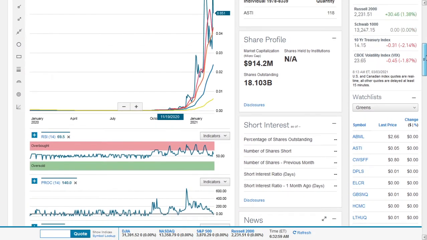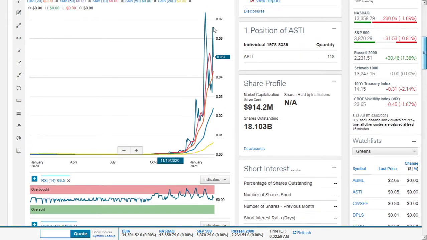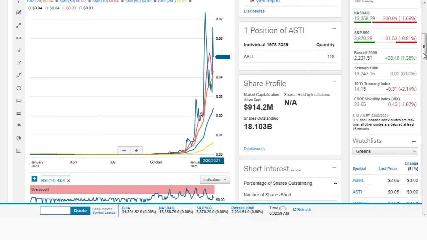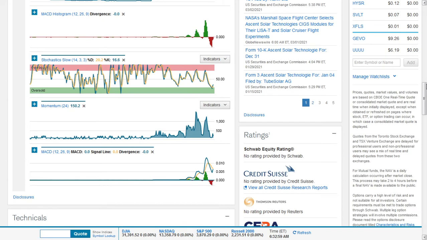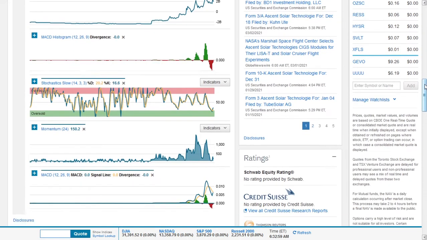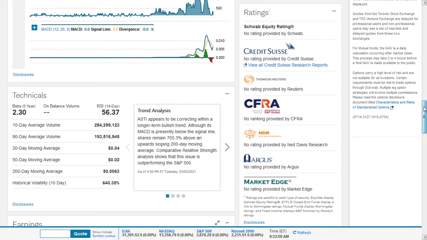And we can see technically it looks like it is corrected, but let's go down and see what it says technically here. And we have all sorts of news concerning Ascent, including the one we just read out now. ASTI appears to be corrected, no doubt of that. It's correcting within a longer-term bullish trend, although its MACD is presently below the signal line. Shares remain 705.3% above an upward sloping 200-day trend line.